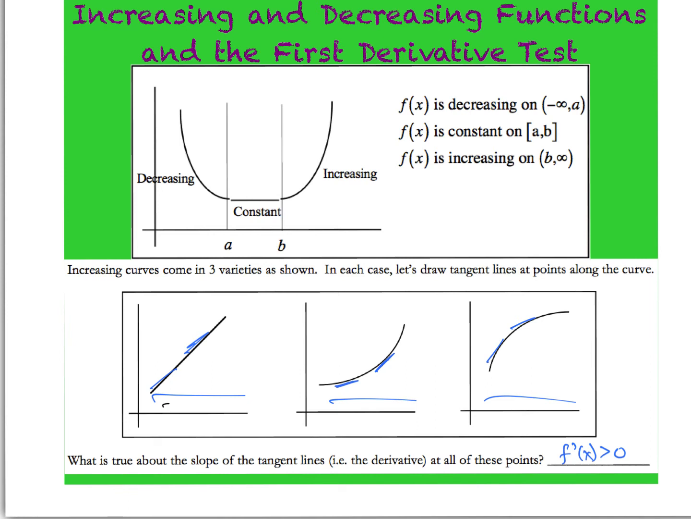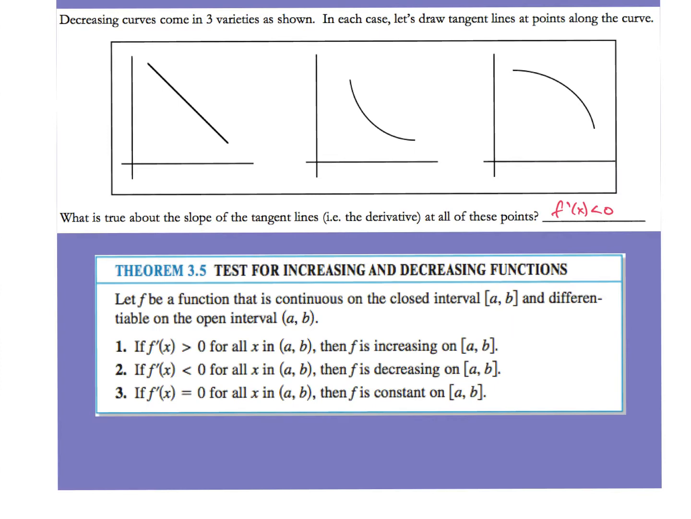3.3a, first derivative test. Left to right is how we read in America. If it goes down, it's decreasing, constant. And if it goes up, it's increasing. Now we have to talk about calculus terms. So if it goes up, it's an increasing function, so f prime is positive. If it goes down, f prime is negative.